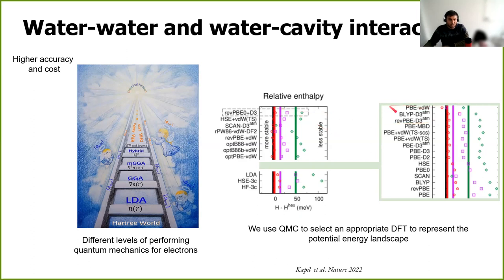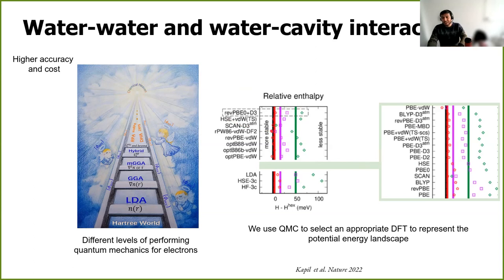By looking at all of these errors, we eventually decided to pick this particular functional, which is revPBE0 plus D3. And you might ask, why this, and why not some other functional? Even B3LYP-D3 works really well, or revPBE-D3, which is cheaper than the hybrid, also seems to be really good. So why did we choose this particular more expensive functional?